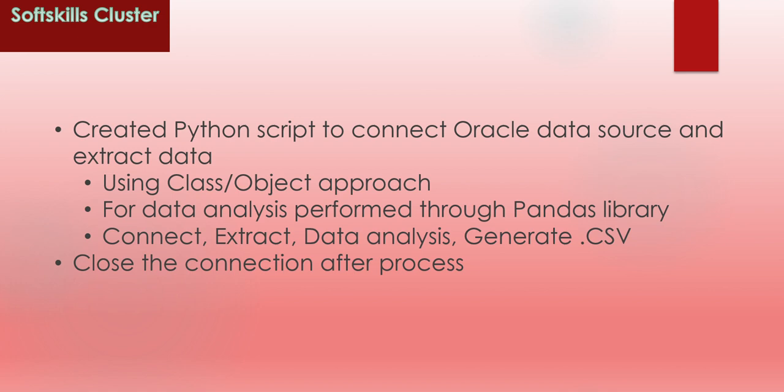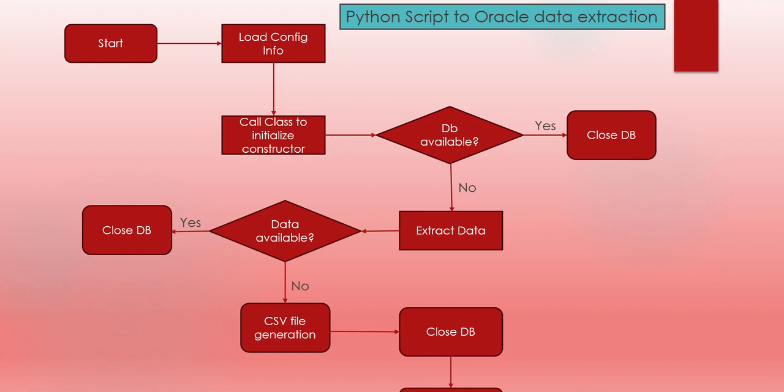Basically, the process involves connecting to the database and extracting data, performing data analysis, and generating the CSV file. Once all these steps have been covered, finally you will be closing the connection after the process. So let us get into how the data flow, or the program flow, goes. This next slide will give you an idea about how the program flows.